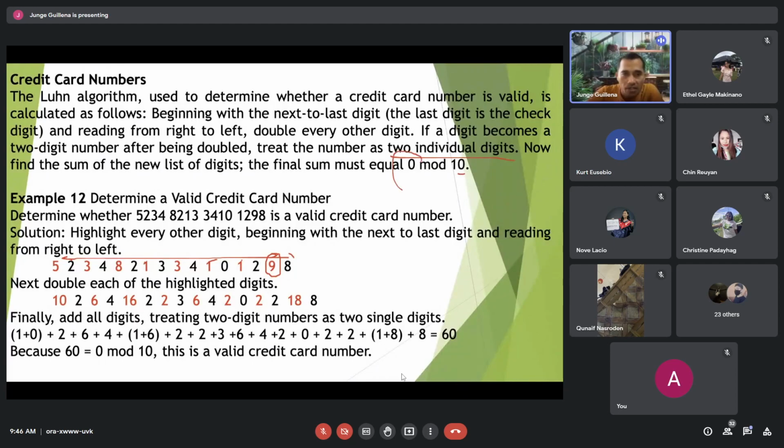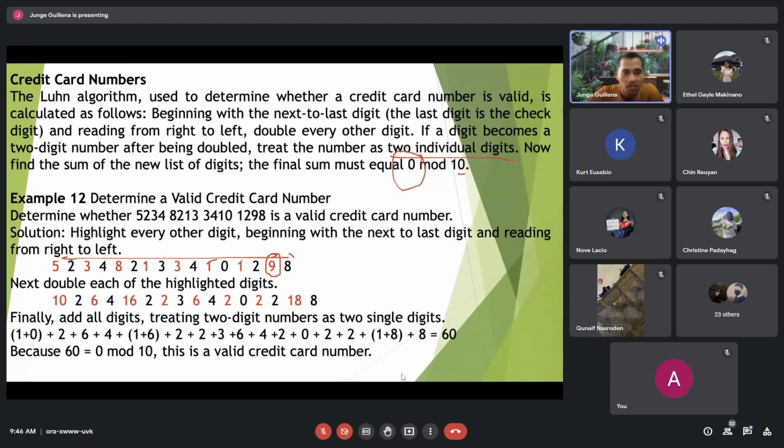And if the remainder is equal to 0, then that is a valid credit card number. Okay? So in our example 12, determine whether 5, 2, 3, 4, so on and so forth is a valid credit card number. Okay? So the digits highlighted in red will be doubled.